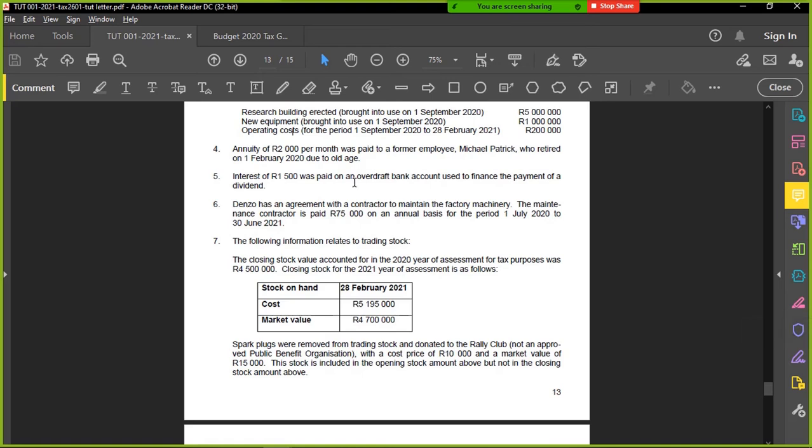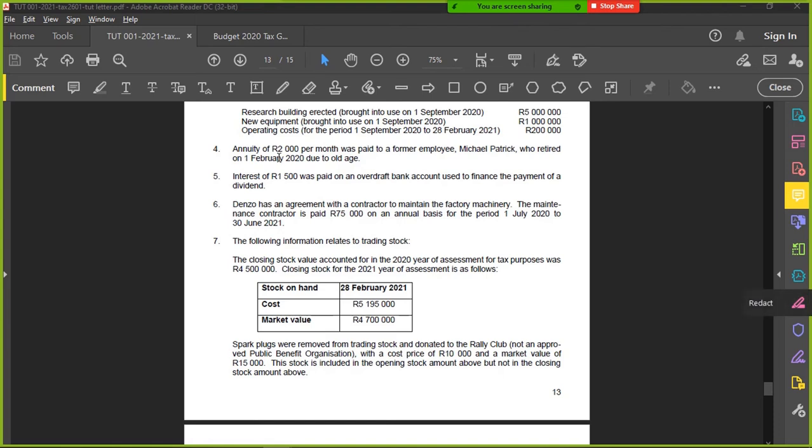Yes. Okay. All right, next is an annuity. Here they said an annuity of 2,000 Rand per month was paid to a former employee, Michael, who retired on the 1st of Feb due to old age. Again, this is very specific. When you see old age, you need to go and check the legislation, because if he's an old age employee and you're paying him out some sort of compensation, can the compensation be deducted from the business as an expense?